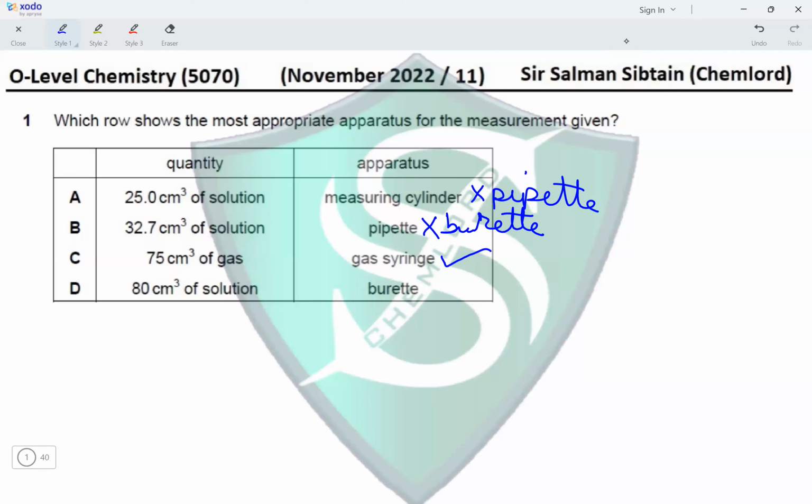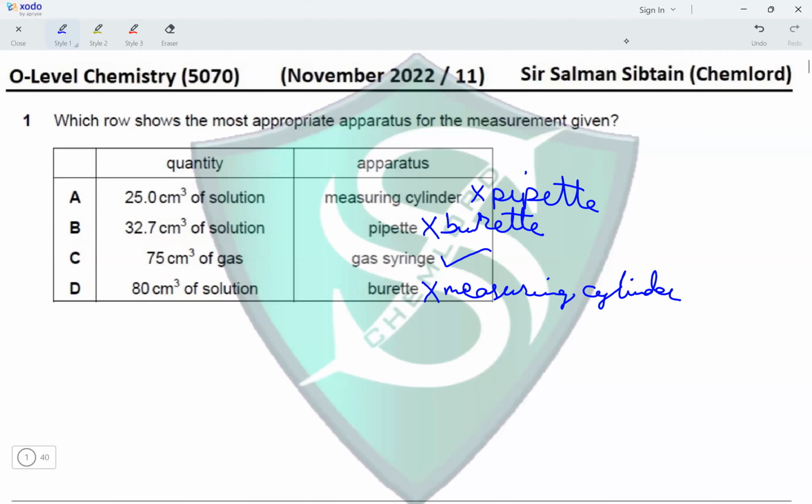Option D, 80 cm cube solution by burette. Again, looking at the value closely, they did not mention the decimal place. That means we just need to measure 80 cm cube approximately. And approximate measurement of a solution is using a measuring cylinder. So for this question, option C is the correct option.